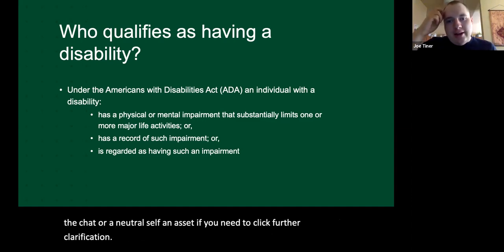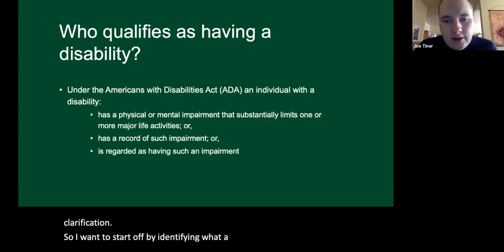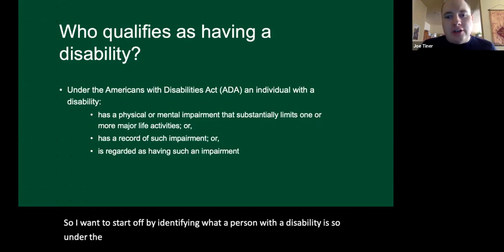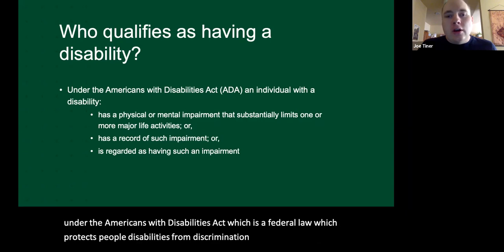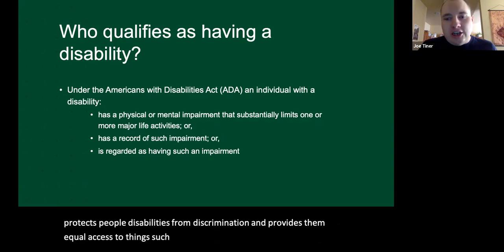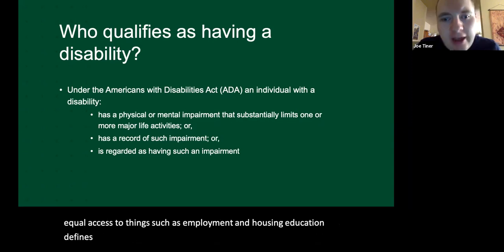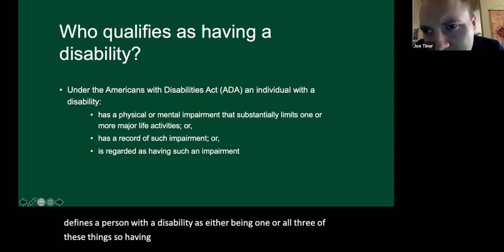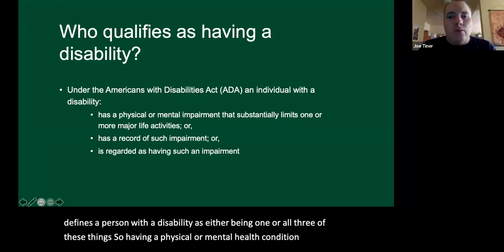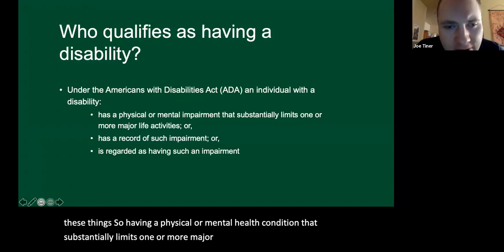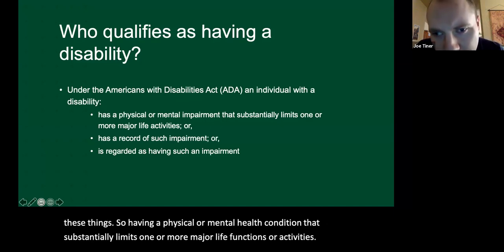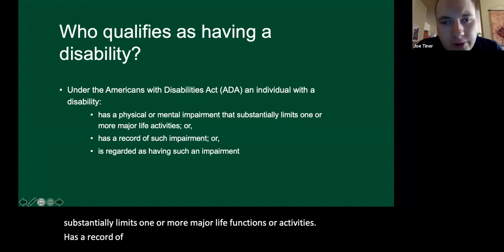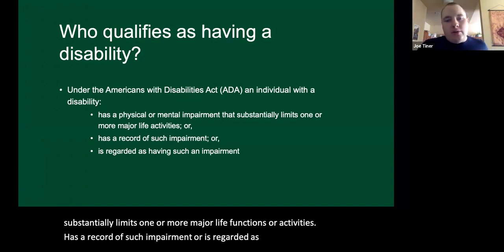So I want to start off by identifying what a person with a disability is. The Americans with Disabilities Act, which is the federal law which protects people with disabilities from discrimination and provides them equal access to things such as employment and housing and education, defines a person with a disability as meeting one or all three of these things: having a physical or mental health condition that substantially limits one or more major life functions or activities, has a record of such impairments, or is regarded as having a medical, physical or mental impairment.